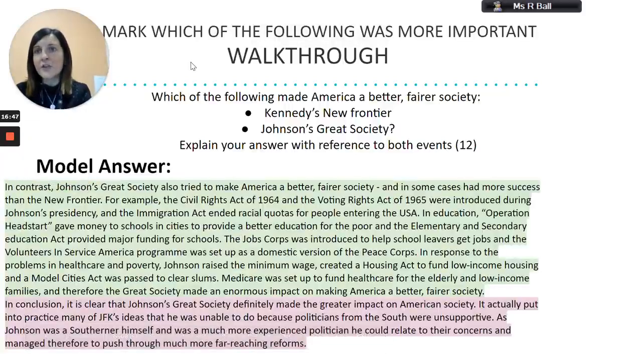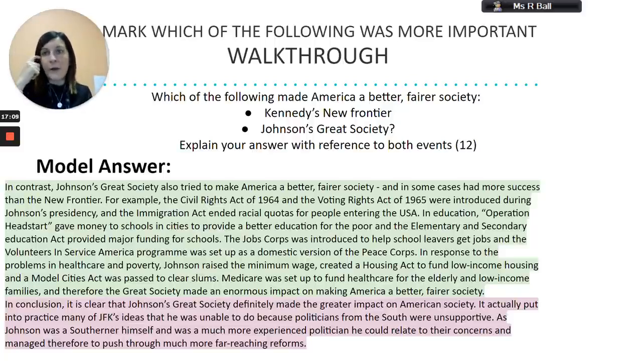In contrast, Johnson's Great Society also tried to make a better, fairer society, and in some cases had more success than the New Frontier. So again, the examiner can see that there's an argument that's flowing through the whole essay. We started by saying that Kennedy's New Frontier was important, but had limited success. Johnson's Great Society was more important.